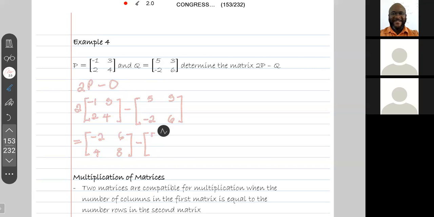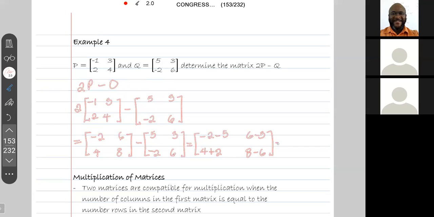And from that, we're subtracting Q. Q we have 5, 3, minus 2, 6. So we're going to subtract corresponding elements which are in the same position. So it's minus 2 minus 5, 6 minus 3, 4 minus minus 2, which is the same as saying 4 plus 2, and 8 minus 6.